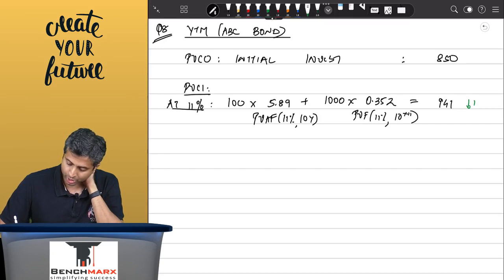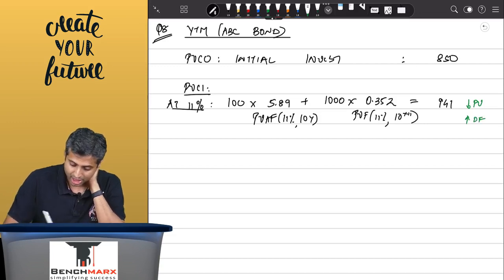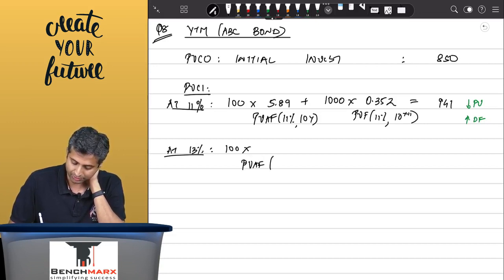Acha, now the question has given you the subsequent rates, but ideally your target is 850, and hence ideally you would want to reduce the present value. If you want to reduce the present value to come close to 850, you will have to increase the discount rate, and hence the next rate, as given in the question, is 13%. So you will take 100 into the present value annuity factor at the rate of 13% for 10 years, plus 1000 into the present value factor at the rate of 13% for the 10th year.